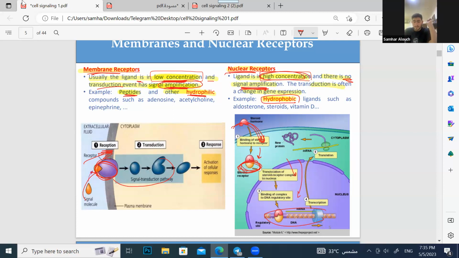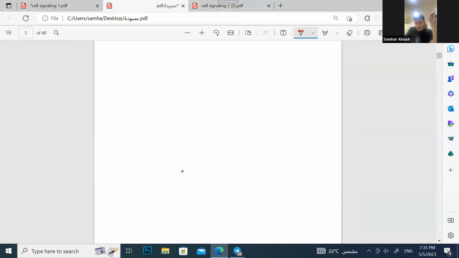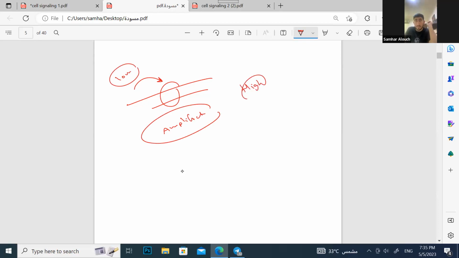So I will say this one last time. We have two types of receptor. First, the membrane receptor binds to the ligand outside. The ligand can't pass the membrane because it's hydrophilic or a peptide. So it binds to the membrane receptor and it causes amplification because it activates an enzyme, which activates another enzyme. It has this cascade. So it causes amplification, which means that even if we have a low concentration of the ligand, we will have a very big response because of the amplification.